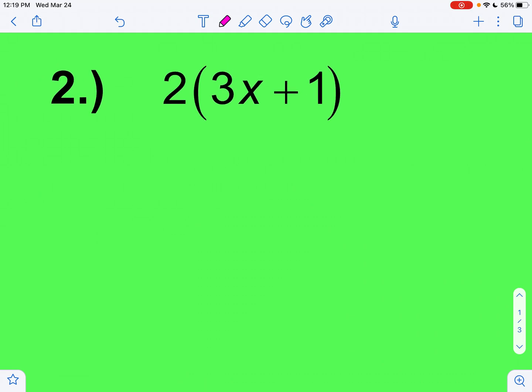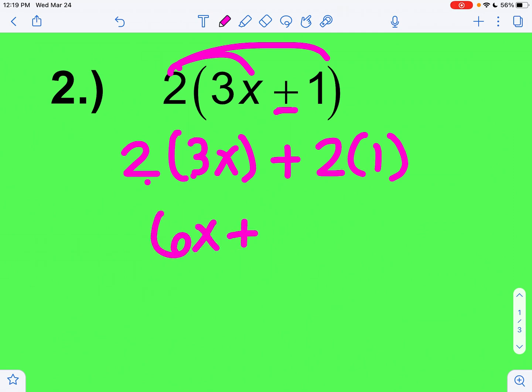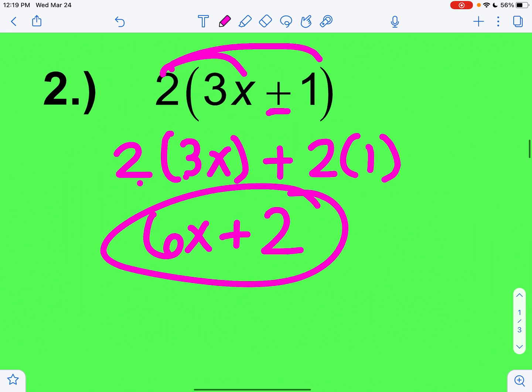Moving on to number 2, we are taking 2 times 3x plus 1. We need to distribute that 2 to both the 3x and to the 1. Okay, so we're taking 2 times 3x plus 2 times 1. Well, 2 times 3 is 6 with our x, plus 2 times 1 is 2. So 6x plus 2.